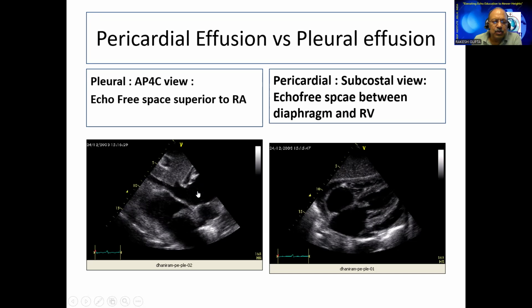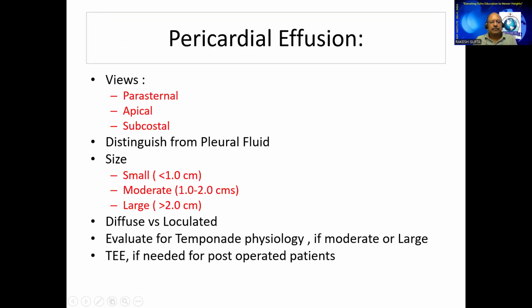Now look at this patient who has got a large RA, a dilated IVC, and a large amount of what? Pleural effusion is not pericardial effusion. Here is pericardial effusion. Here is pericardial effusion, but there is no pleural effusion over here. So we look at virtually all windows, parasternal, subcostal, and apical window. Distinguish from pleural effusion.